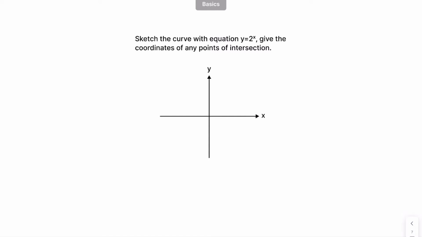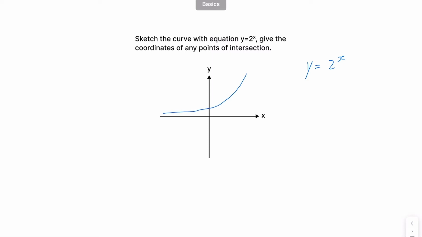So here we've been given some instructions to sketch a graph with the equation y is equal to 2^x. So y is equal to 2^x. Now this is an exponential curve. And the way I know that is because x, the variable x, is a power. Okay, because x is a power, this is an exponential curve. What that means is the curve is going to look something like this.